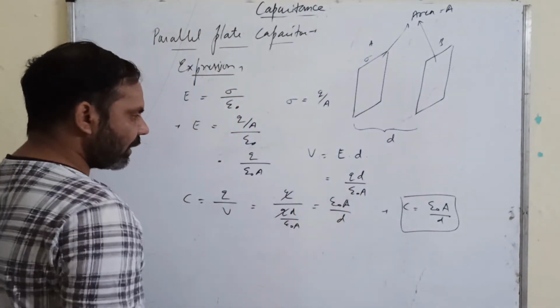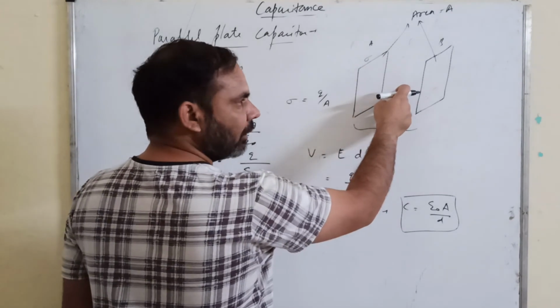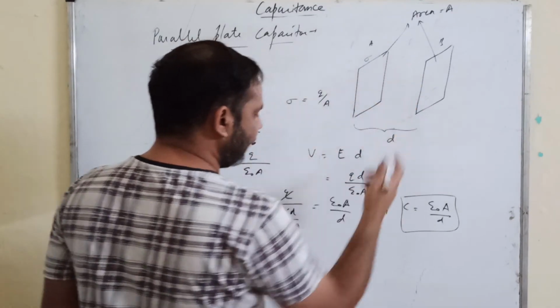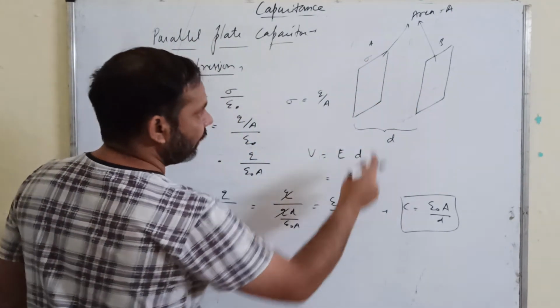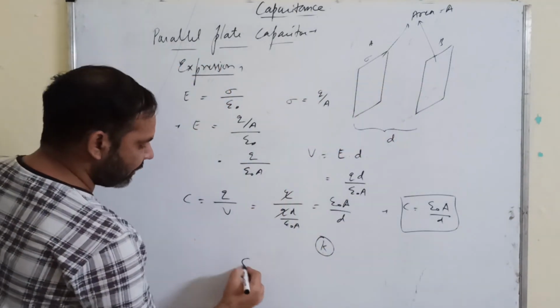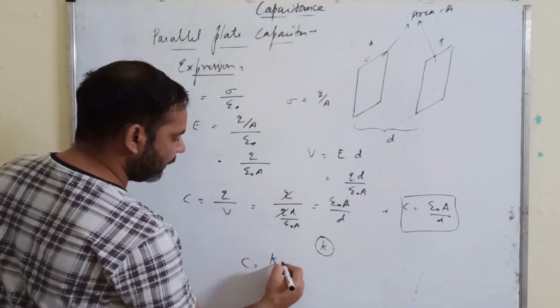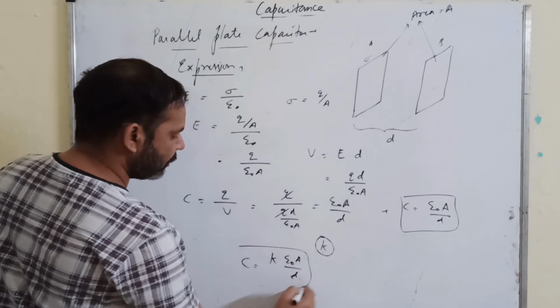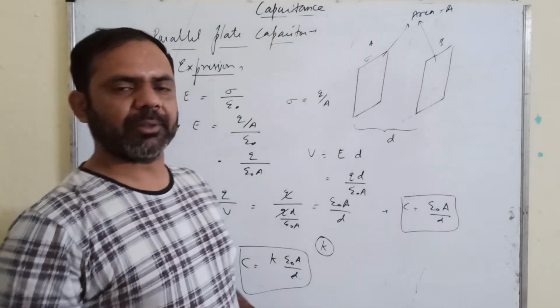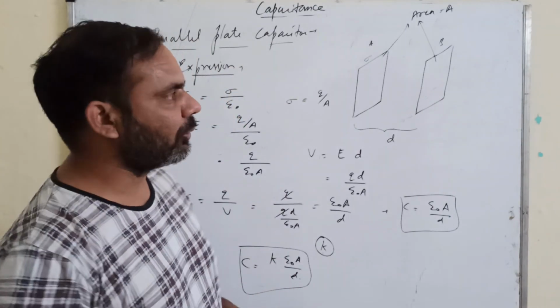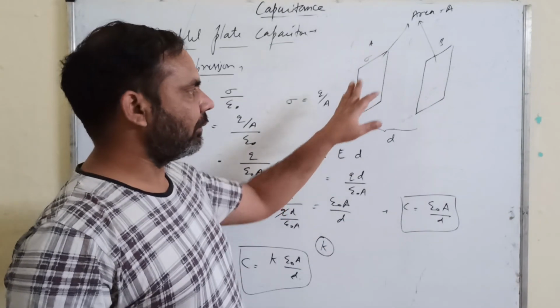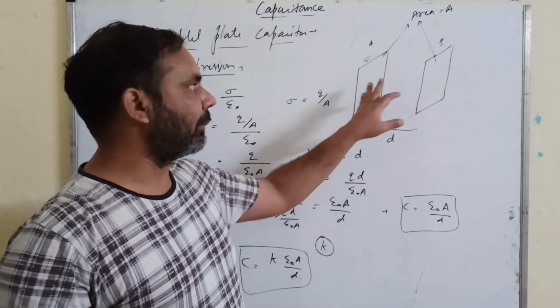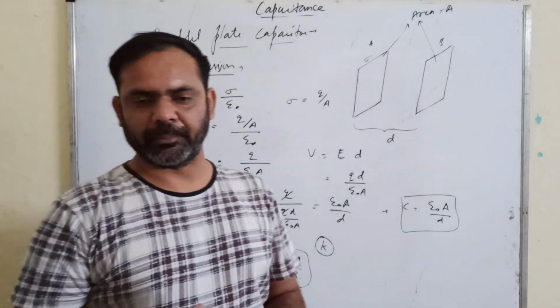Now, suppose instead of air, we have some dielectric material with dielectric constant K in between the plates, then this capacitance will become K times, simply K times epsilon naught A upon D. The capacitance will become K times if you use a dielectric of dielectric constant K in between the plates as the medium.